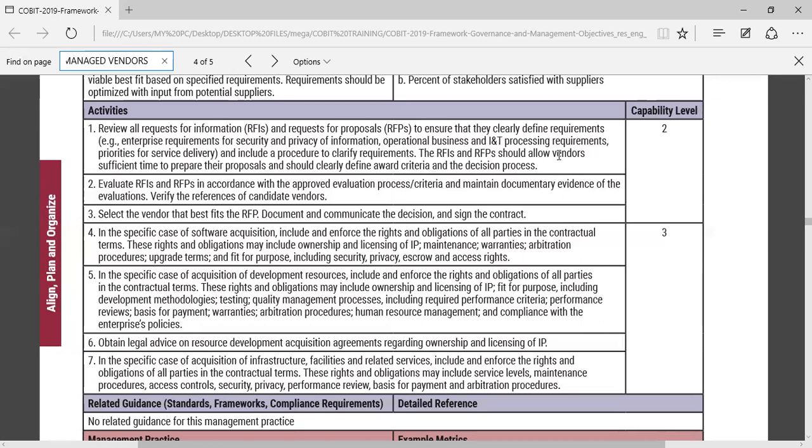All right, maintenance issues should also be clarified. Warranties, arbitration procedures in case things get messy. What do we do? Who do we resort to? Upgrades, terms. Okay, of course, the software will need patching, we need updates here and there. We need to address that in the contract. All right, fee for purpose, including security, privacy, escrow.